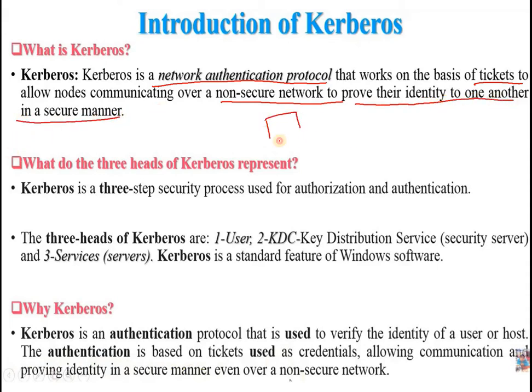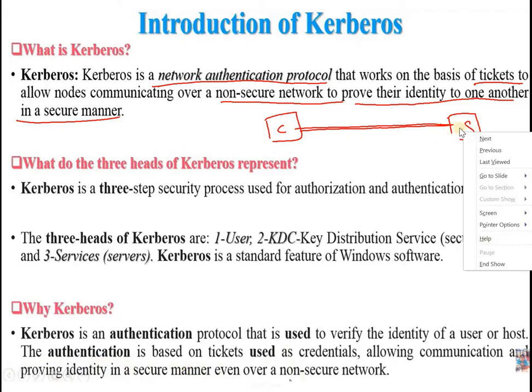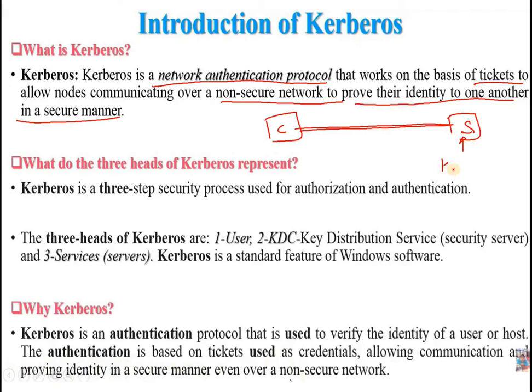So consider there is a client and server who want to communicate over a non-secure communication network or non-secure channel. Then we can use Kerberos for authentication, because the server has to authenticate the client, whether this information is sent by the correct client or authorized client or not. To check that, the server will implement the Kerberos protocol, because it is on the non-secure network. So it is better to implement Kerberos protocol on the server so that the server can authenticate the client. And we can even implement this Kerberos on the client side to authenticate the server also.